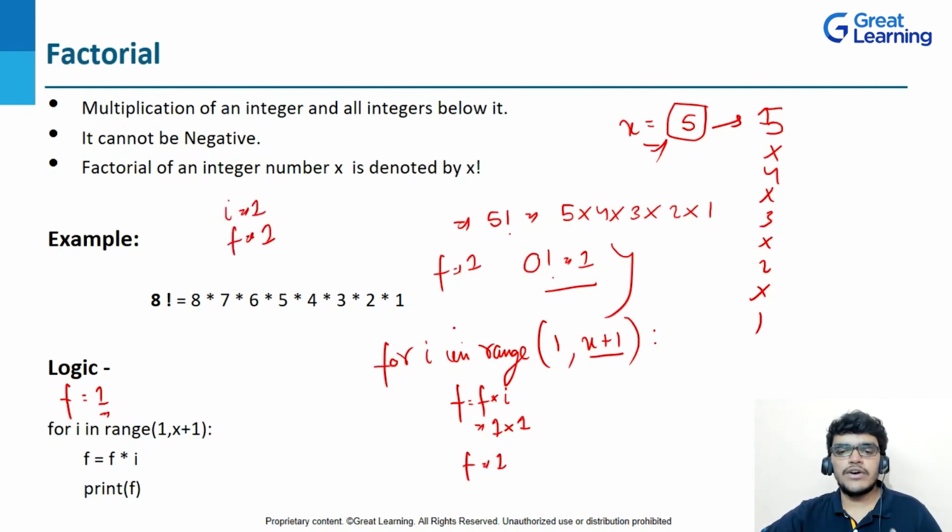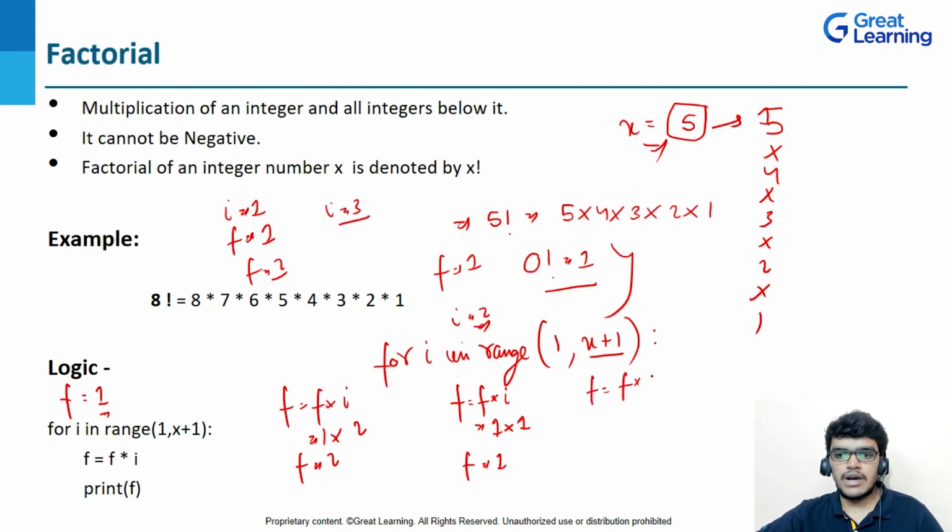Now after this, what will happen here? Once again this is a for loop, so now it will take the i value as 2. Once again my formula is f is equal to f into i. My f is 1, i is 2, so my new f is equal to 2, right? So now my f will be equal to 2. Once again this loop will run and this time it will take the value i equal to 3. So for i equal to 3, once again the formula is f is equal to f into i.